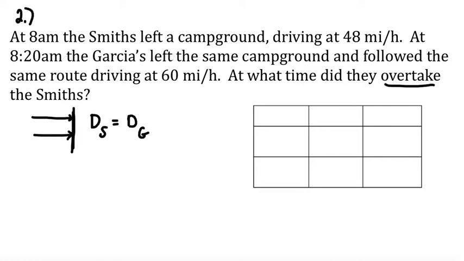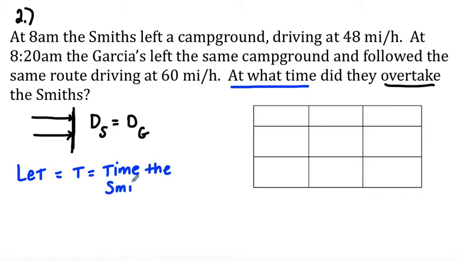Now we've got to write our variables. It says at what time in the question, so that's what's going to be our variables. So how about we let t equal the time the Smiths left the campground. All right, so the Smiths left at 8. The Garcias left at 8:20, so 20 minutes later.